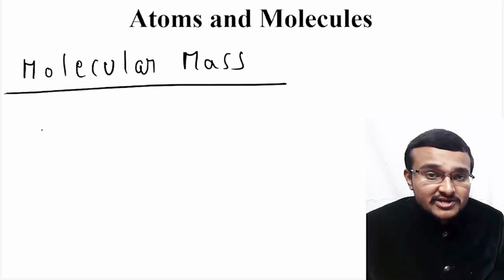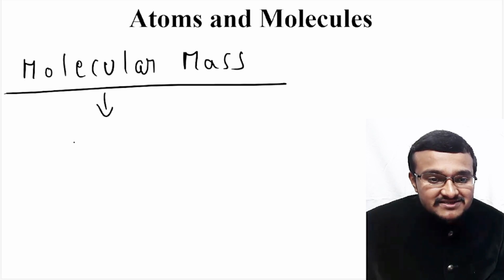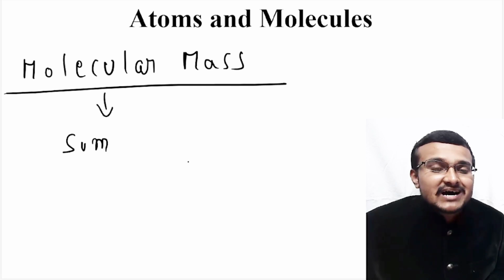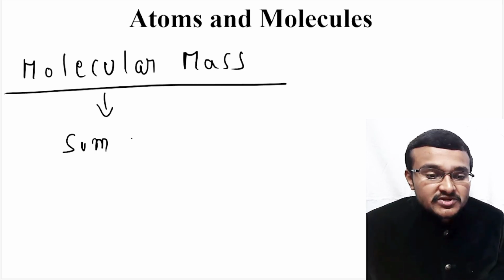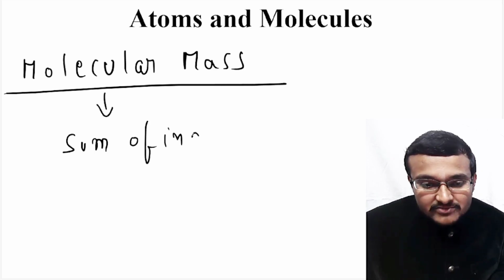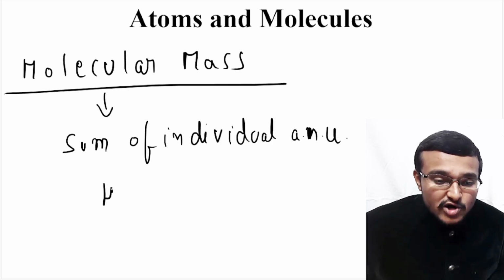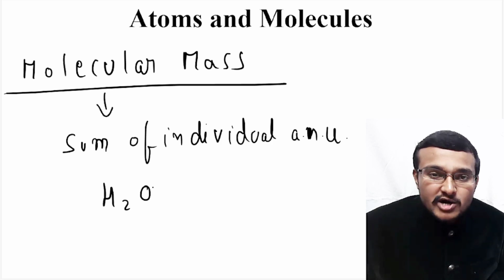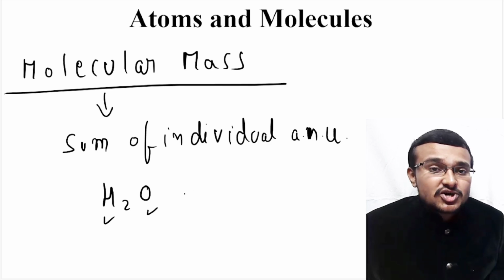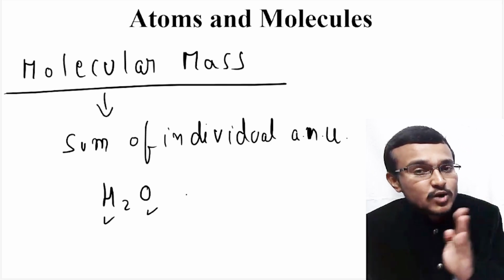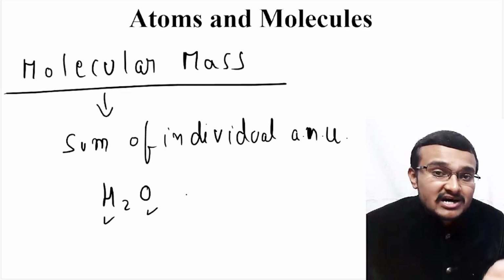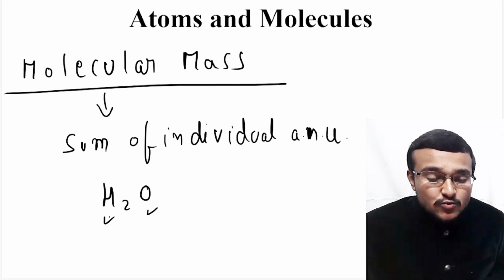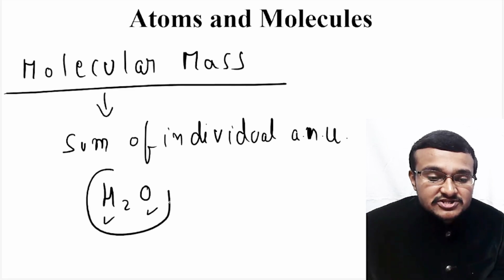So what do you mean by molecular mass? Molecular mass is just the sum of the individual atomic masses of the atoms involved in a particular molecule. For example, if I consider water, in this water molecule you have 2 hydrogen atoms and 1 oxygen atom. If you sum up the individual atomic masses of 2 hydrogen atoms and 1 oxygen atom, that will be the molecular mass of water. So what will be the molecular mass of the H2O molecule?